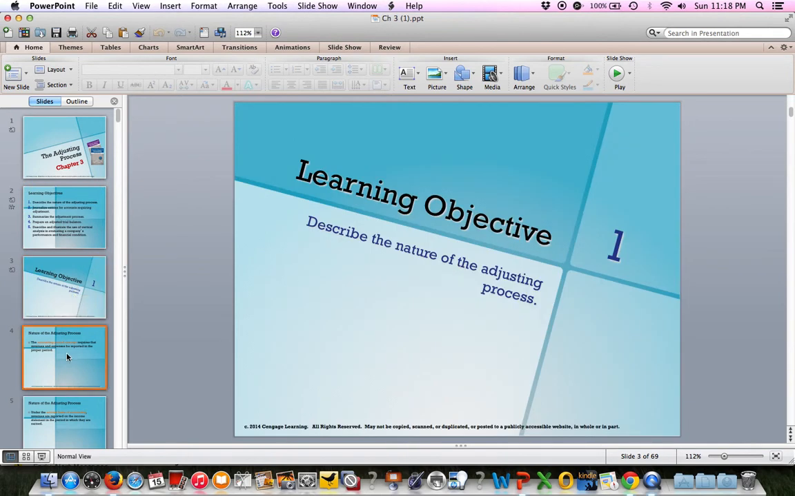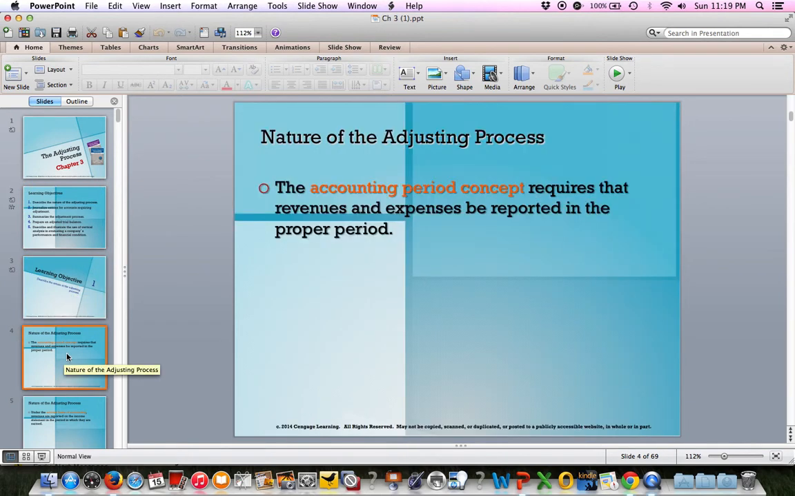Let's talk first about the adjusting process and just what that means. First of all, we need to learn about what the accounting period concept is. And basically this means we stop and we measure. Accountants like to stop and measure how we've done over a certain amount of time. And so it says here it requires that revenues and expenses be reported in the proper period. Okay, so we stop, we measure, and say what revenues were there and what expenses did we incur to support those revenues, to earn those revenues during a specific period of time.